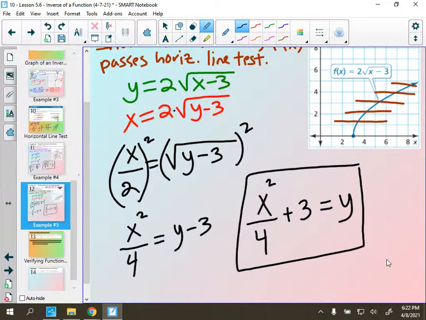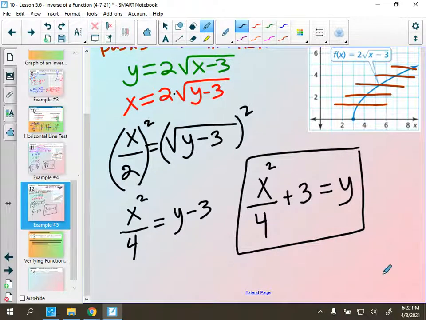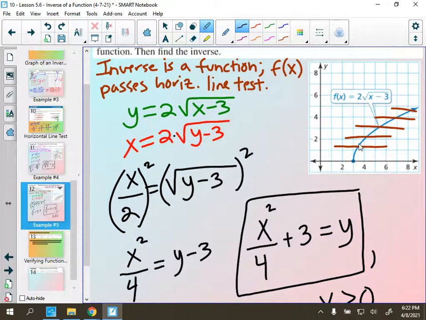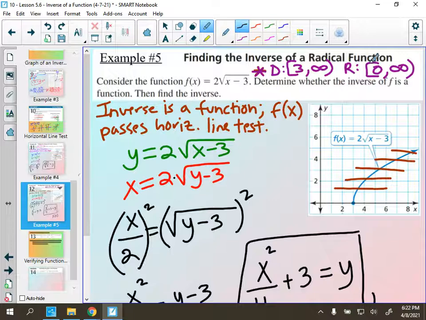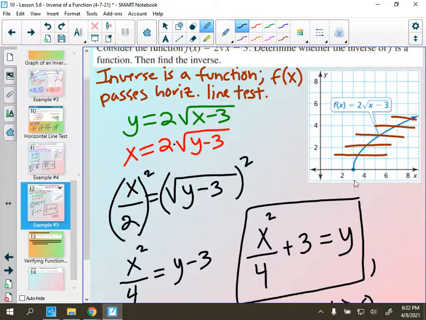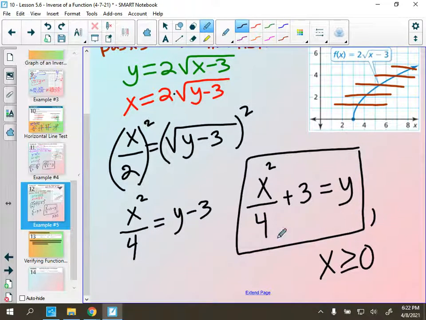So long story short, we've got to tack on the domain part of it, that x has to be greater than or equal to 0. That needs to be there with that one. So we're basically taking this range part of it, and that's what that means, right? When we say 0 to infinity, we're saying x has to be greater than or equal to 0. That's what we're saying there. We've got to put that on there.